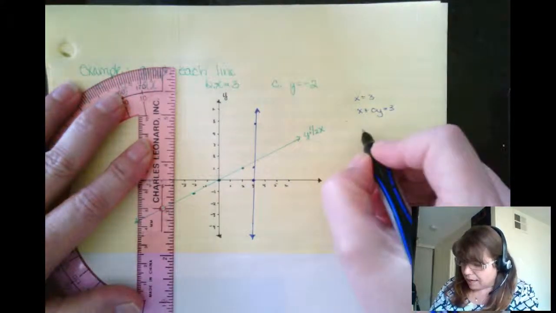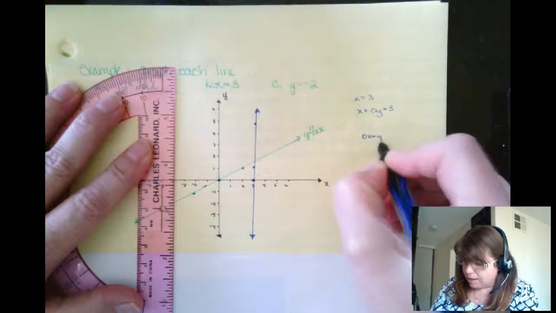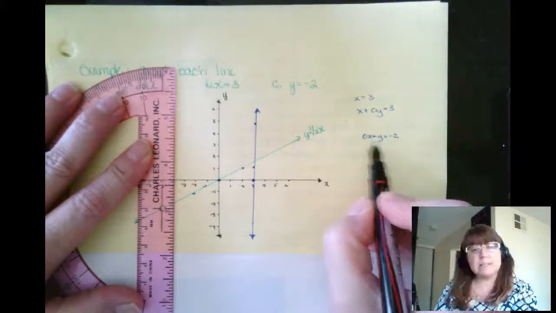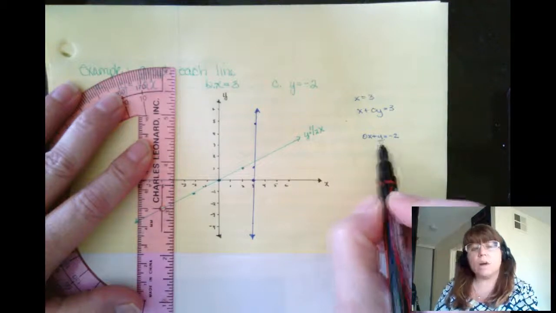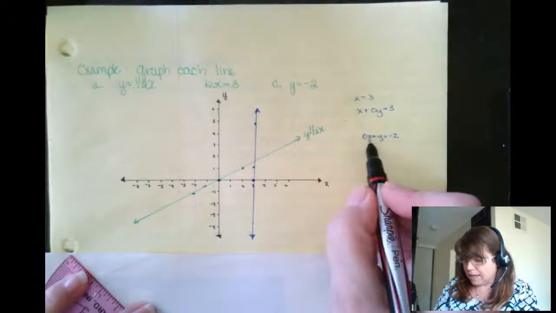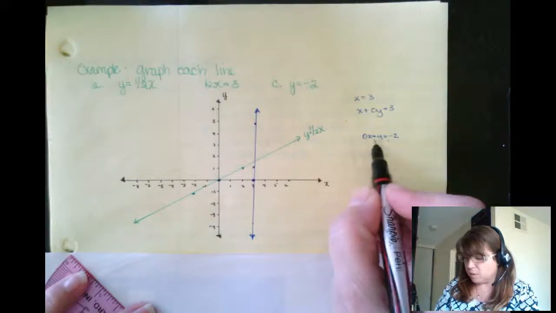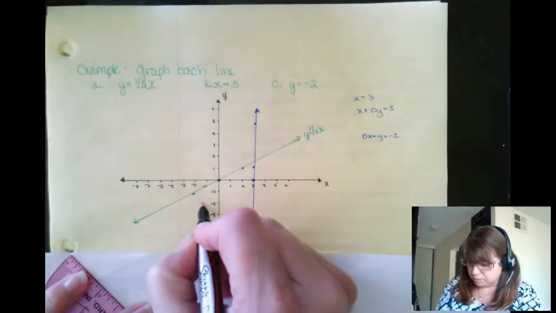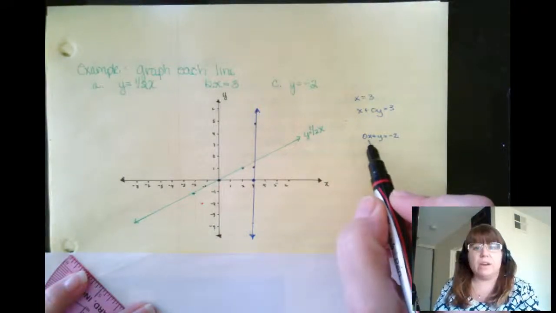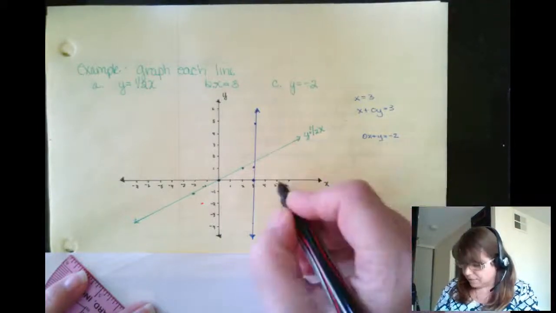Well, if I rewrite it as 0x plus y equals -2, then you might be able to see that it doesn't matter what x is, y is always -2. So let's try x is, I don't know, -1. -1 times 0 is 0, so y is -2. Let's try 5. X is 5, so 5 times 0 is 0. Y is -2.